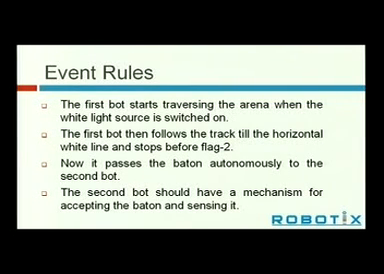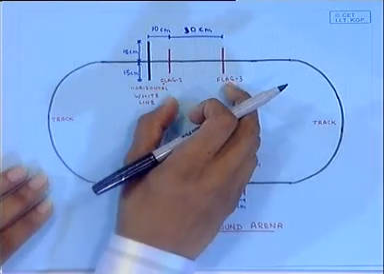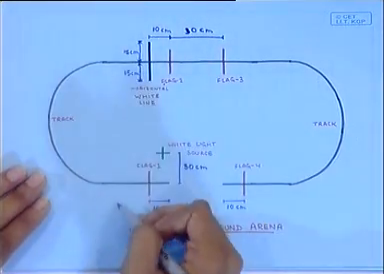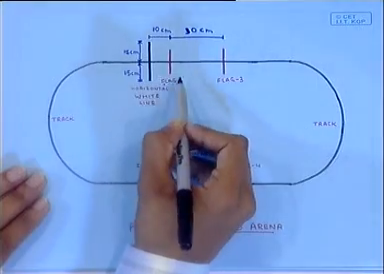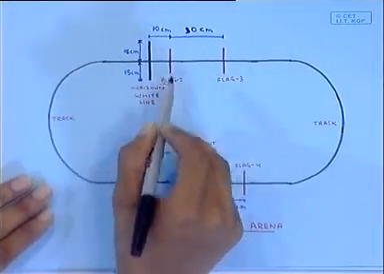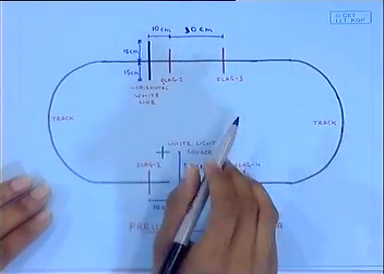The first bot starts traversing the arena when the white light switch is on. The first bot then follows the track till the horizontal white line and stops before flag 2. The second bot will be placed between flag 2 and flag 3. In any case, the first bot cannot cross flag 2. If it crosses, there will be a penalty of 100 points.